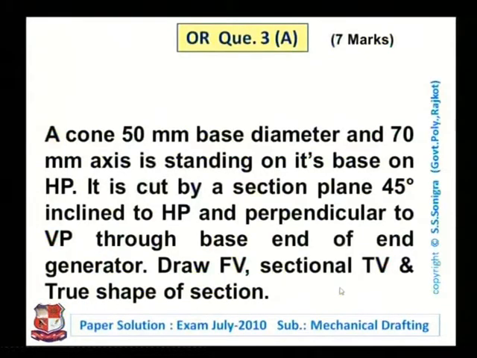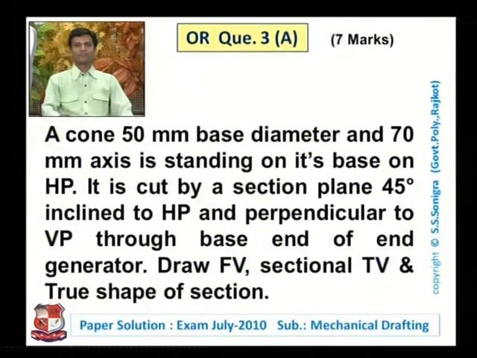Next problem. Question 3a asked for 7 marks. A cone 50 mm base diameter and 70 mm axis is standing on its base on horizontal plane. Here cone is given with base diameter and heights are given to us. It is cut by a section plane 45 degree inclined to horizontal plane and perpendicular to vertical plane through base end of the end generator. Draw front view, sectional top view and the true shape of the section.